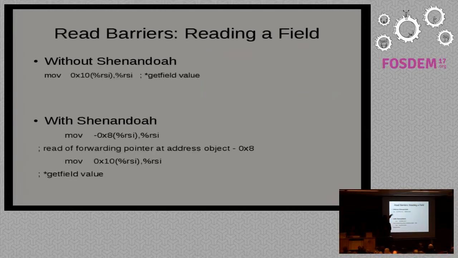So without Shenandoah on Intel, a get field is a single move. And with Shenandoah on Intel, we move the contents of the forwarding pointer into the register, and then we do the read of the value. So it really is one single machine instruction for a read barrier. And as I will show you later on, it is not cost prohibitive.